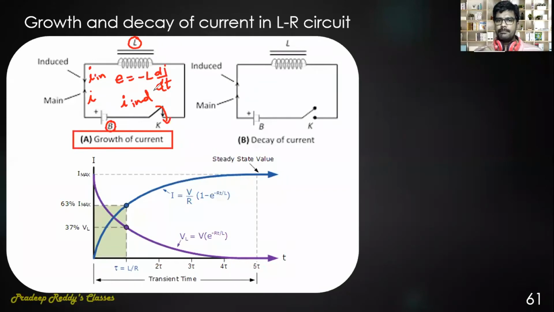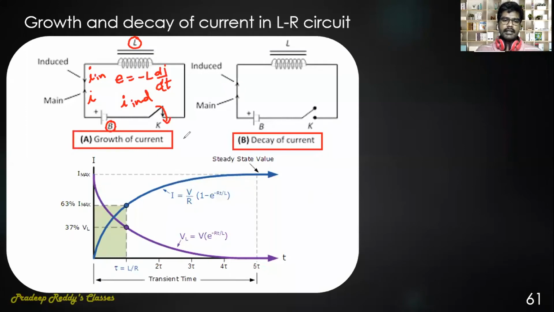Likewise, if you connect the inductor to the external battery in such a way that both the induced current and the main current are in the same direction, then in such cases there will be decay of current in the inductor. There is decay of current in the inductor because it is in the same direction as that of the main current. Now we will derive some equations for growth and decay of current in the circuit.